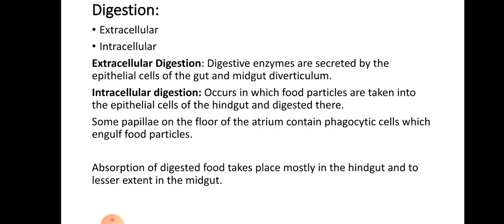The main enzymes that are found in Amphioxus are amylase, lipase and protease. This digested food is absorbed partly in the midgut but mostly in the hindgut, and the undigested material is finally thrown out of the anus. So the main sources of these digestive enzymes are the midgut diverticulum and the midgut epithelium.